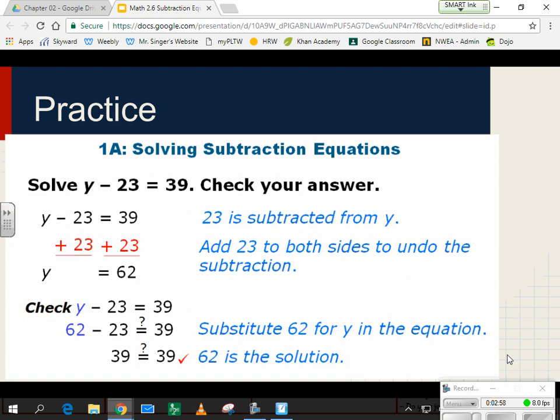And how do we check our work? Take that 62 and plug it right back into y, and when you chug out an answer of 62 minus 23, you get 39, so you know it's correct. Have this problem down so you have an example before moving on.